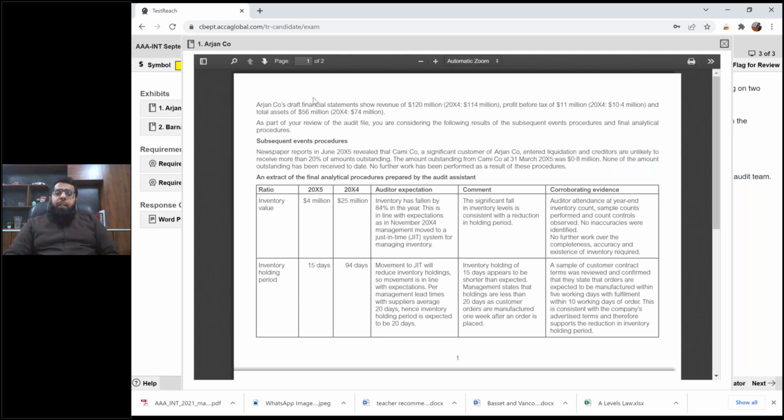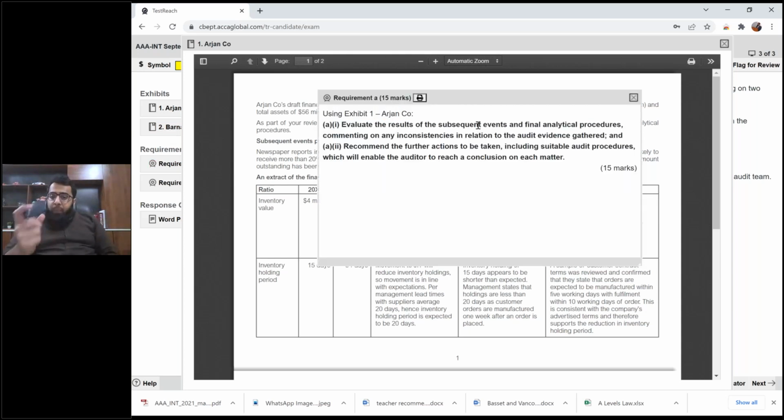Okay. So the first exhibit is on Elgin Company. If I open requirement part A, which is of 15 marks, it says: using exhibit one, Elgin Company, evaluate the results of the subsequent events and final analytical procedures, commenting on any inconsistencies in relation to the audit evidence gathered, and recommend the further actions to be taken, including suitable audit procedures, which will enable the auditor to reach a conclusion on each matter. So, by looking at the presentation of the question and the approach of the requirement, I can easily say that this one will create a bit of a problem. Why? Because this is not the type of question which we normally see in the exam.